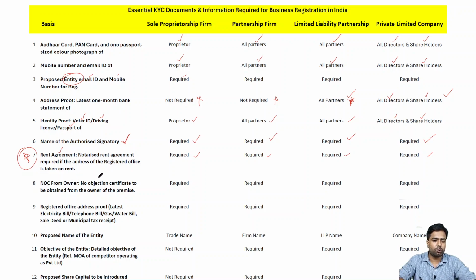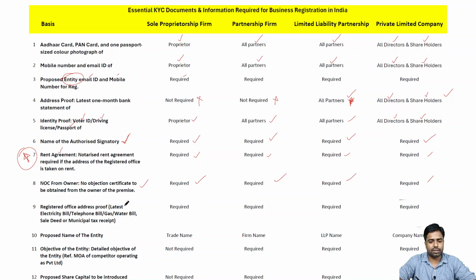Now, NOC from owner. So when you are taking the business on rent, registering the business at a rented place, then you have to take a no objection certificate from the landlord stating that he does not have any objection to you commencing or registering that place as a registered place of your business. So that no objection certificate will be required. It will be required in all the structures.